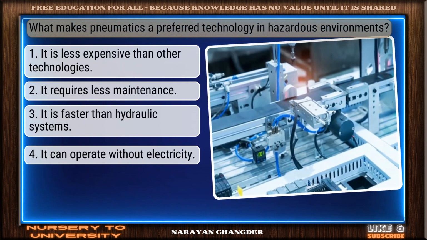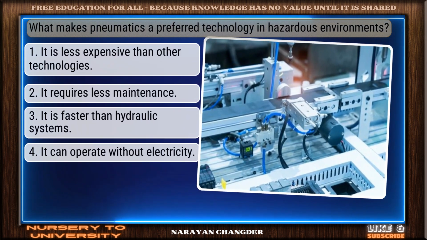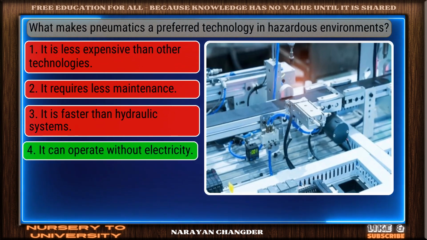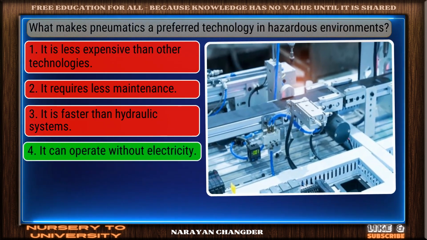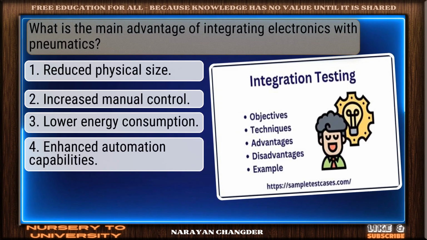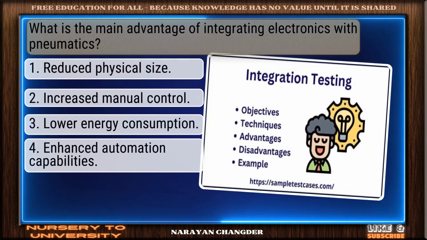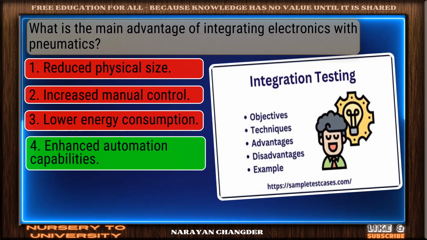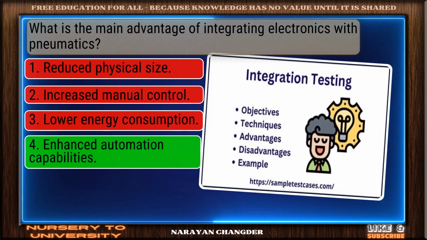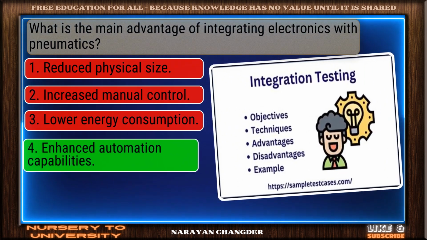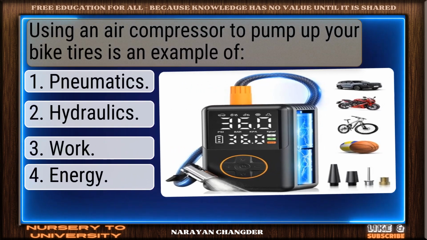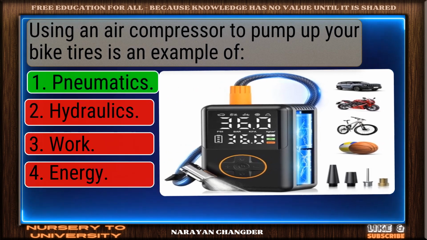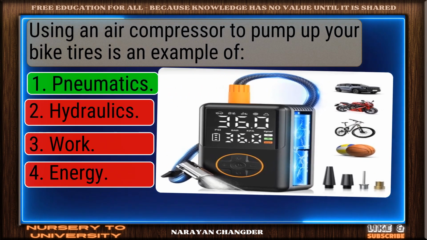What makes pneumatics a preferred technology in hazardous environments? Perfect. It can operate without electricity is the correct choice. What is the main advantage of integrating electronics with pneumatics? Nice work. You chose enhanced automation capabilities, and it is correct. Using an air compressor to pump up your bike tires is an example of. You got it. Your choice, pneumatics, is right.